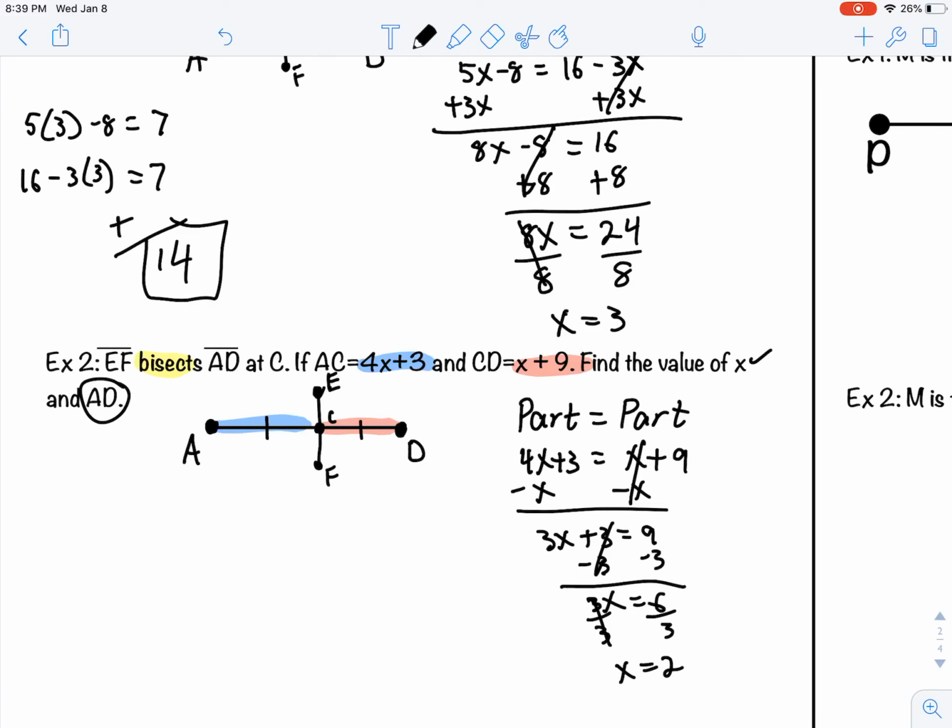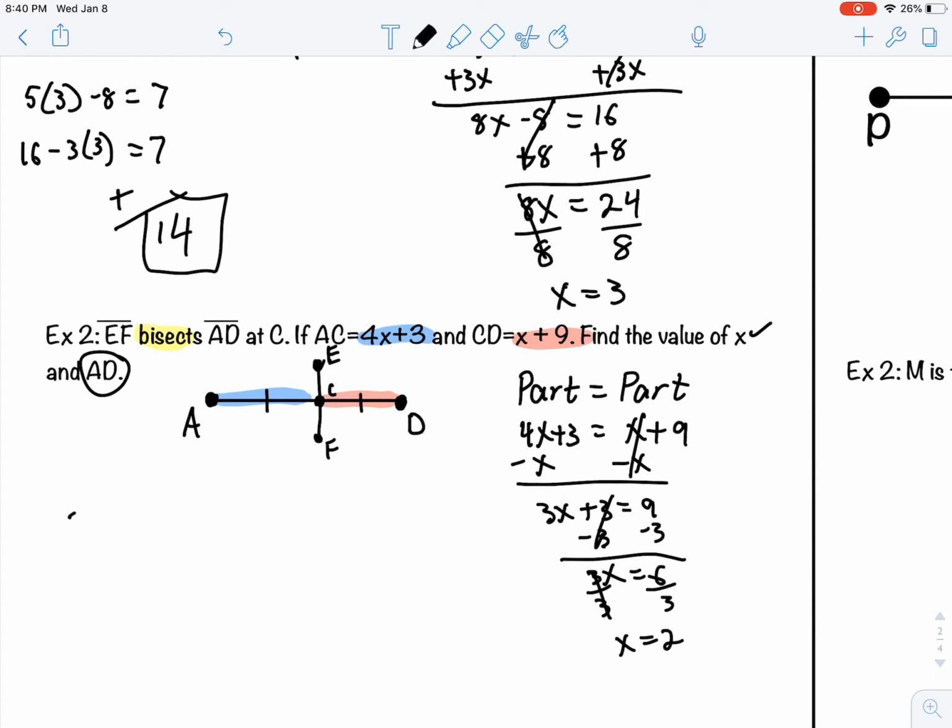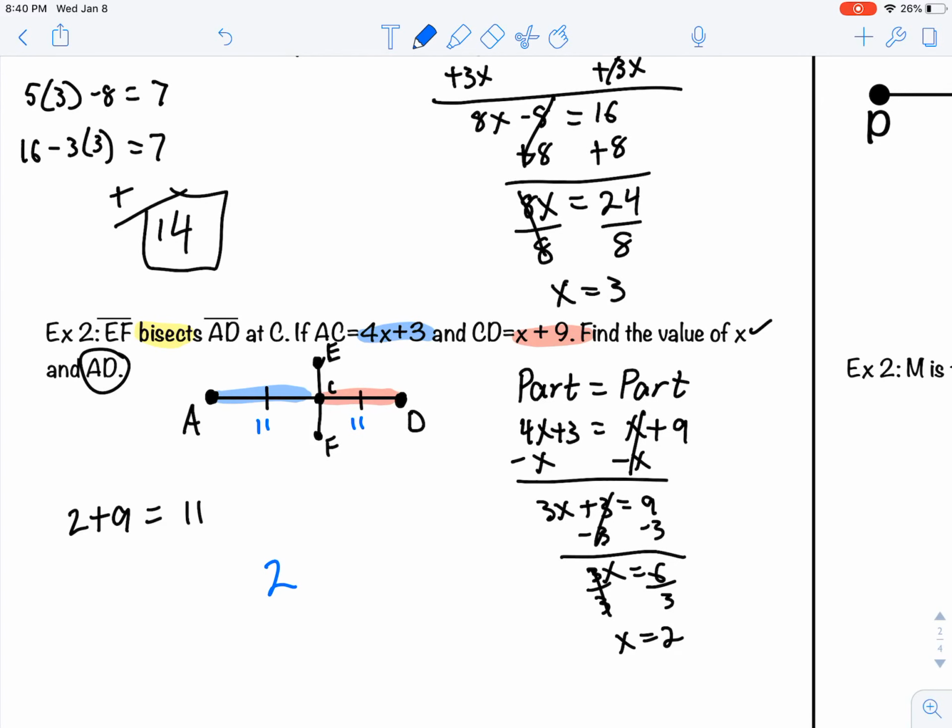I still have to figure out what AD is. So let's go ahead and use that shortcut. So which one do you think it would be easier to plug it into? AC or CD? I'm going to go with CD. It only has one thing to do. So if I have 2 plus 9, well, I can do that math real fast, and that's 11. But that's only for this part right here. That's 11. But if I know the right side is 11, I also know the left side is 11. So total is 22. Okay? There's my answer. A to D is 22.